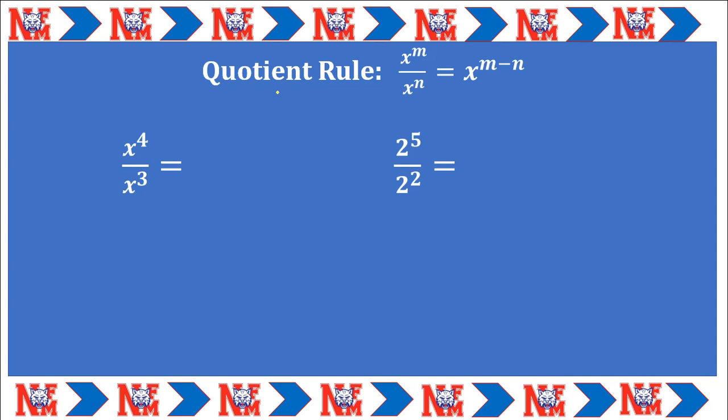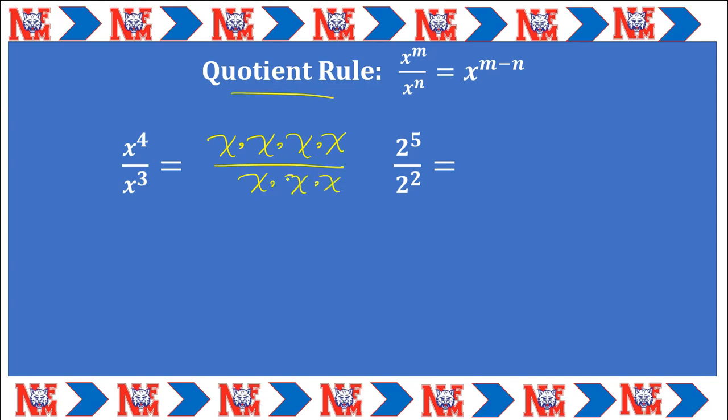So this time, instead of adding exponents, you're going to subtract. So here's our fourth rule: subtract exponents. Let's show why that is. Let's expand x to the fourth, and we're dividing it by x to the third.